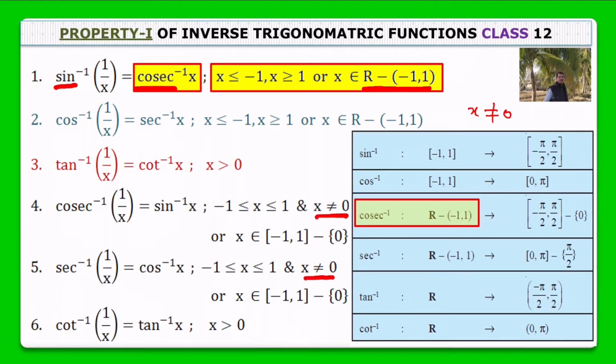And sixth, it means the value of x cannot be 0, because when the value of x is 0, then 1 upon x will be 1 upon 0, which is not defined. So the value of x cannot be 0.